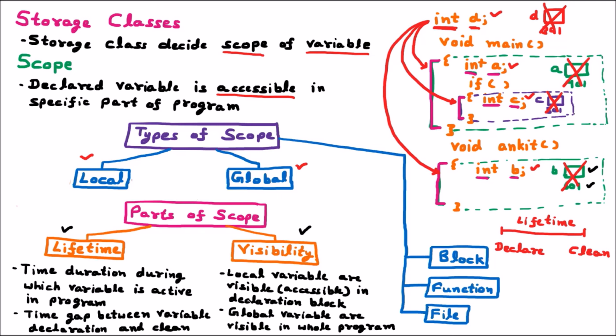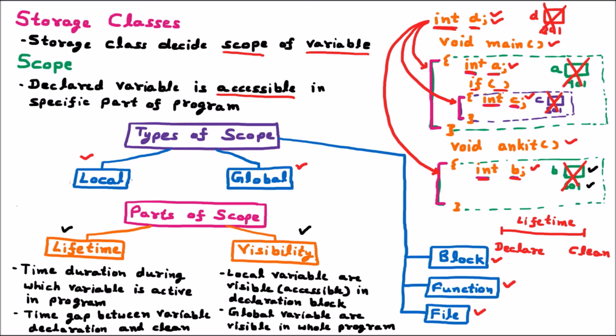And here, as per some books, there are further types of scope. First, the block scope, if we declare the variable like int C inside the if block or some other block. Then the function scope, just like we declared int A inside the main function or int B inside the Ankit function. Then the file scope, if we declare the variable globally like int D, which is accessible throughout the program.